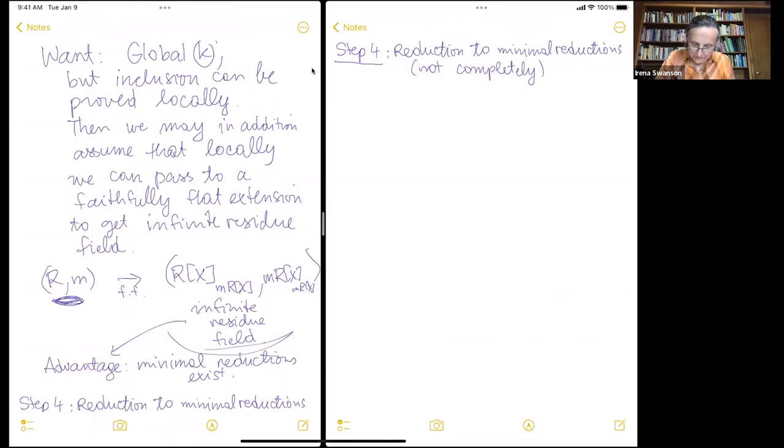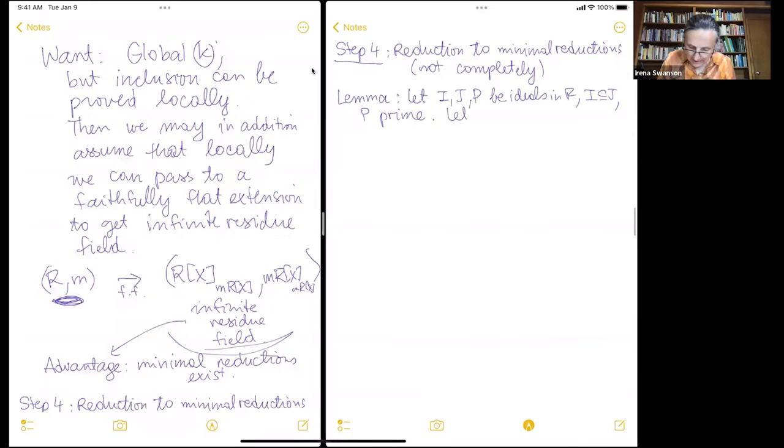So here's a lemma. In my notes, it's lemma 3.8. And in Huneke's paper, it's lemma 3.1. So let I, J, P be ideals in the ring R. So this is the global ring. I is contained in J and P is a prime ideal.